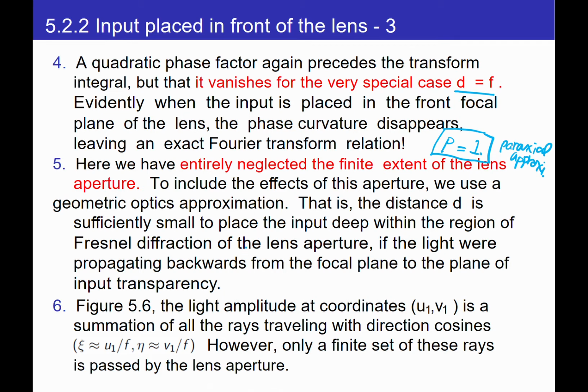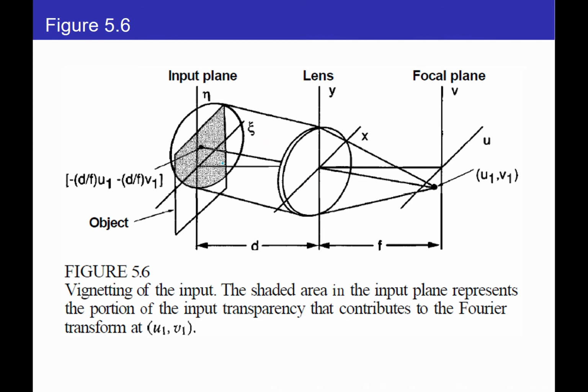So we have to think about a special case. If this lens extent is comparable to or sometimes smaller than the object, the screen, then what's going to happen? And this is the case. So you have an input aperture. This is the input plane, and then the light is coming in this way, and the lens is there, and then we have this focal plane here.